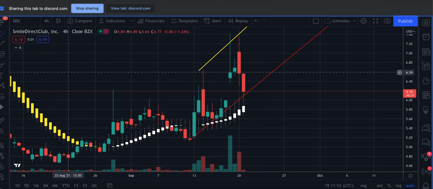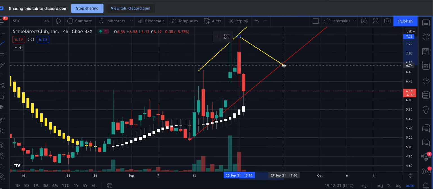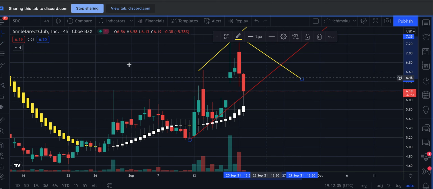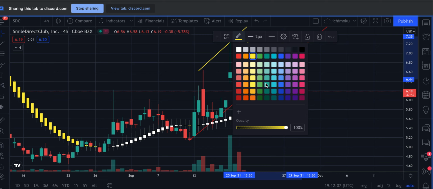So if you want to draw on the 4-hour chart for the daily, if you want to swing trade for tomorrow, then this is where you do a breakout. You draw a breakout like that. That's how you do a breakout. And then I'll change this color to orange because this is my breakout line.